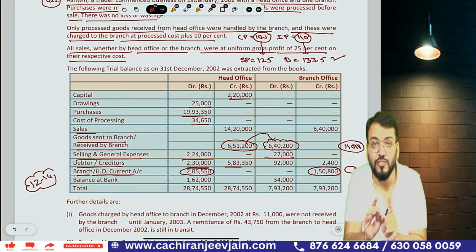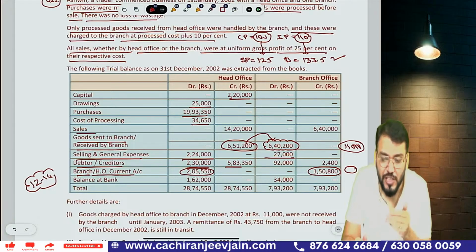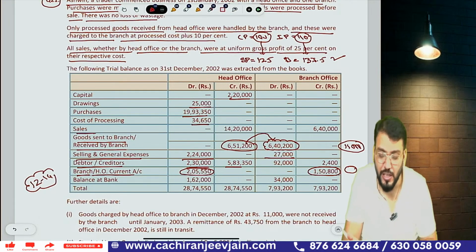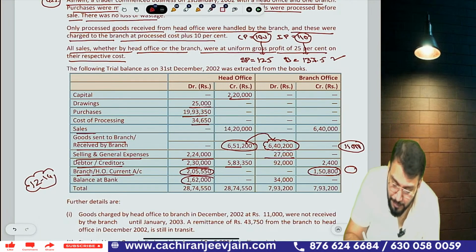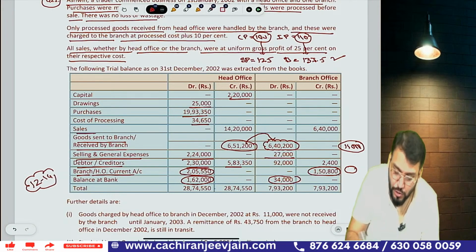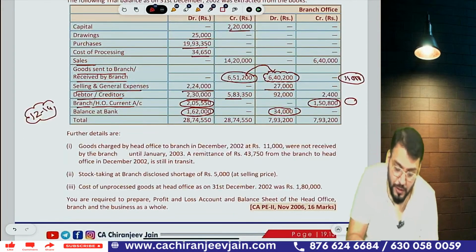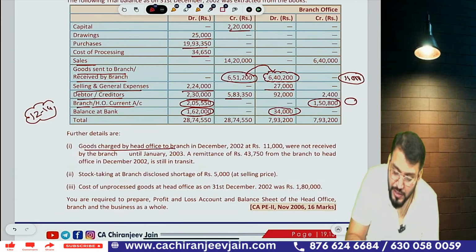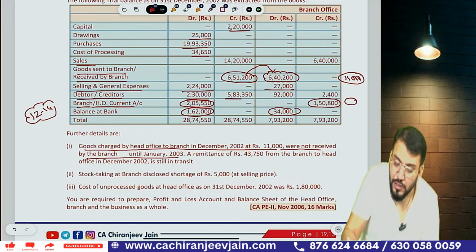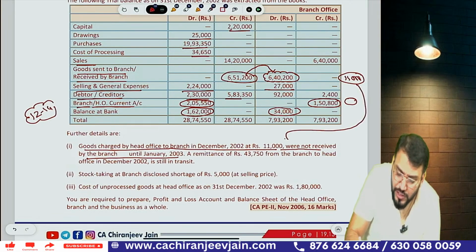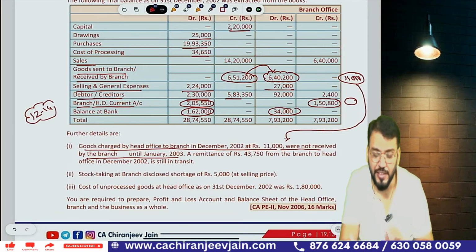First, we do reconciliation of that. Means there will be some reconciliation transactions. Then they have given bank balance total. Further details: goods charged by head office to branch in December at rupees 11,000 were not received by the branch until Jan 2003. Okay, already we have understood there were goods in transit, so this becomes a reconciliation entry.